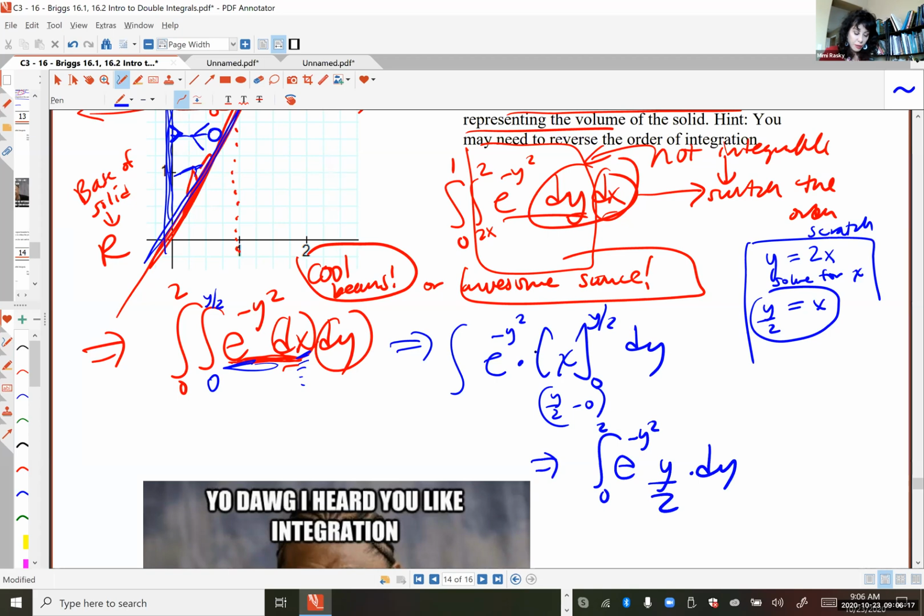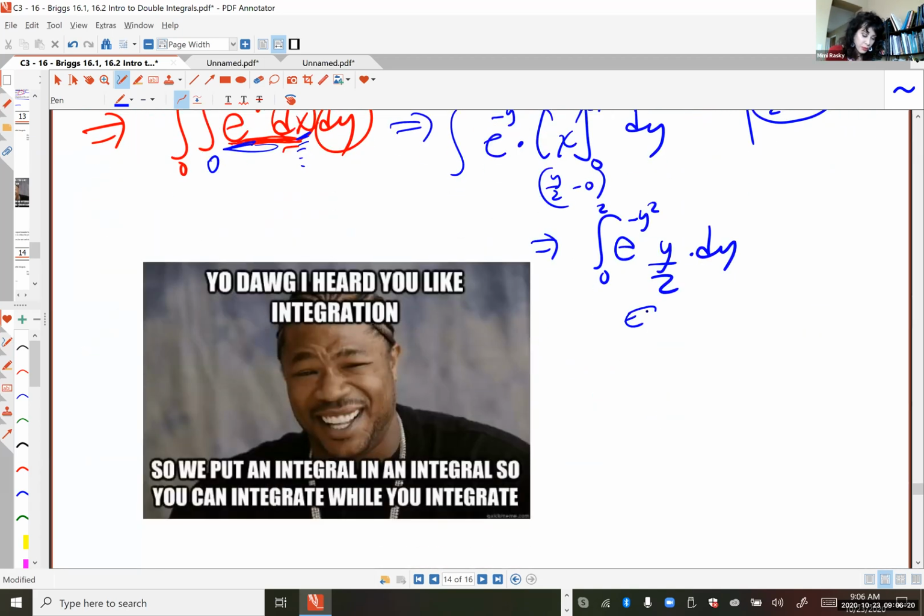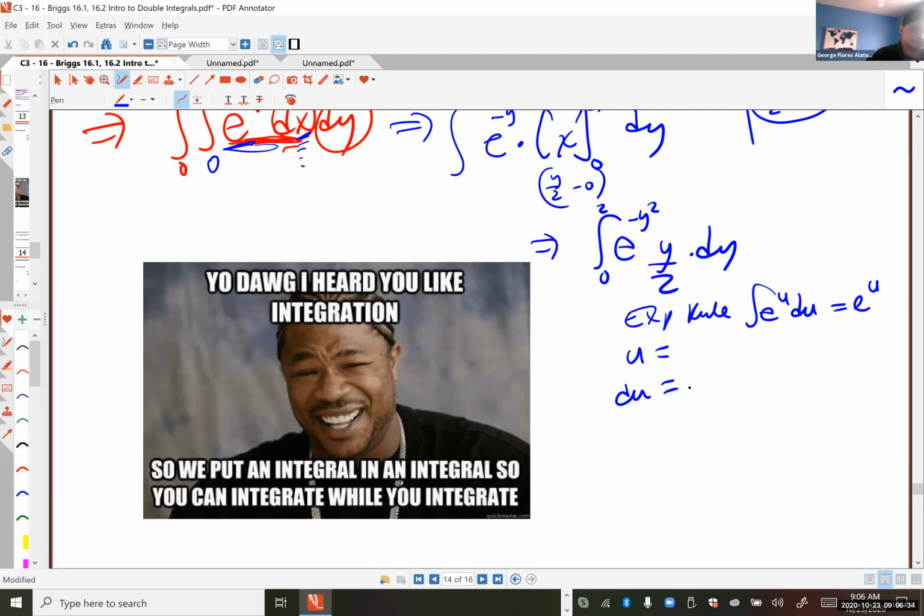So now I hope everybody can see that this is integrable because we can use the exponential rule, which says the integral of e to the u du is e to the u, but tell me who the u and the du are. Otherwise, I will not give you credit. Because a lot of the apps and websites out there don't identify u and du, and that's how I can tell you're cheating. So put the u and the du. So what is the u for this one? Negative y squared. And then du? Minus 2y dy.